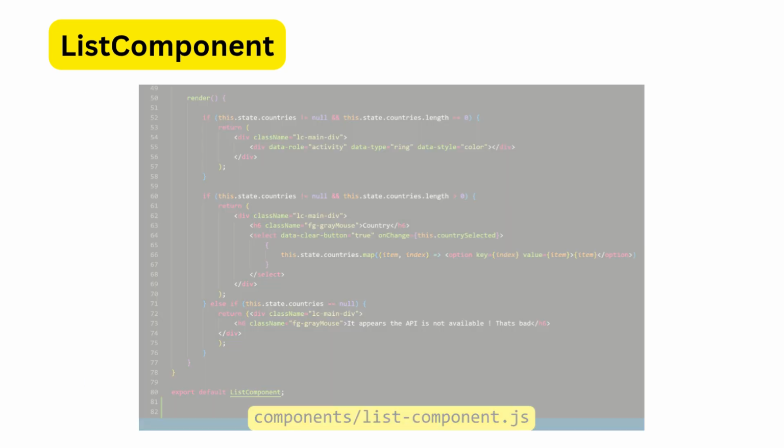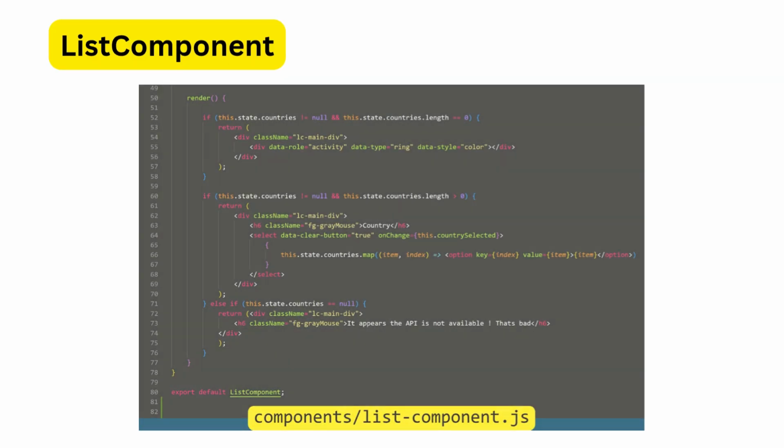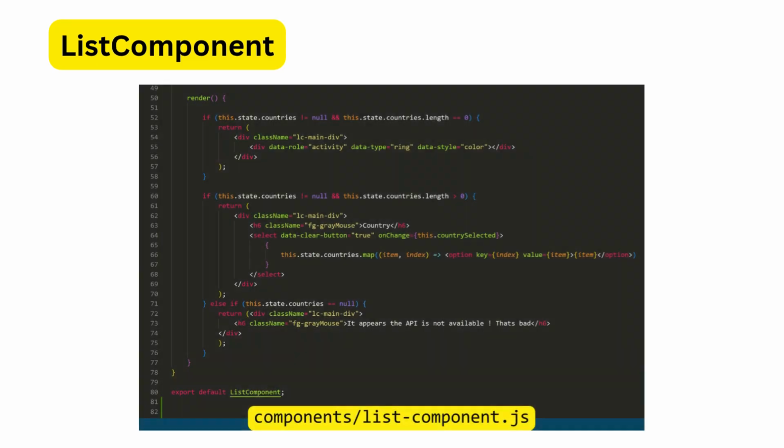Now we look at the UI rendering. First, we check if our state variable countries has been initialized or not. If the countries have not been fetched, we don't display anything on the screen. Here we can also show a progress bar or anything if we need. We check whether the countries have been fetched by using the condition: this.state.countries equals null, then this.state.countries.length is 0.